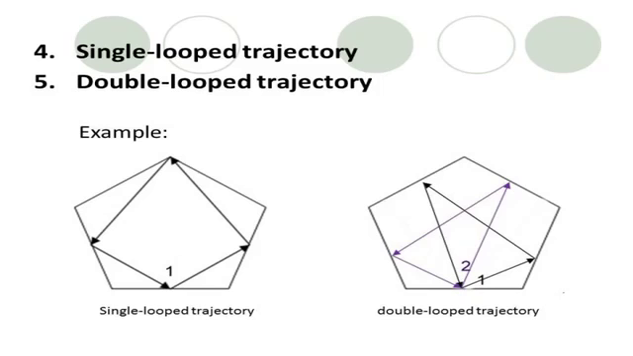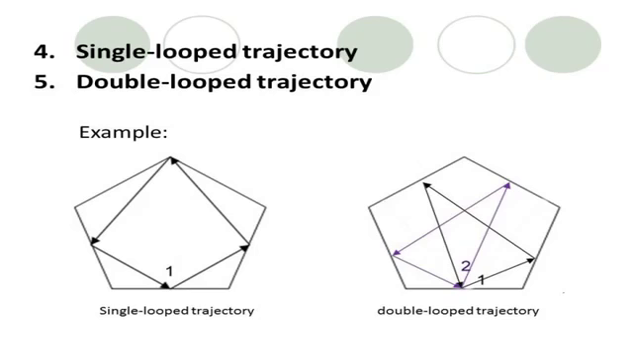We define two types of looping trajectories, which are single loop trajectory and double loop trajectory. Single loop trajectory is the trajectory which goes back to the starting position only once before it goes into a loop. And the left-hand side figure is an example of single loop trajectory. While double loop trajectory will go back twice but not once.